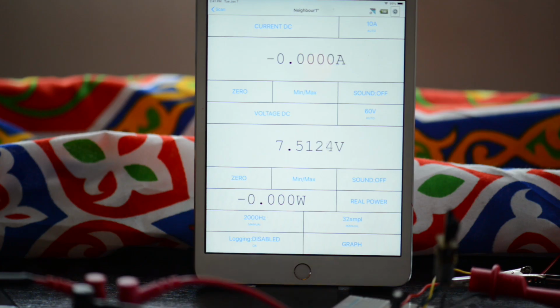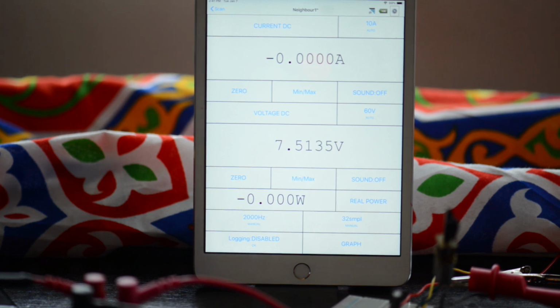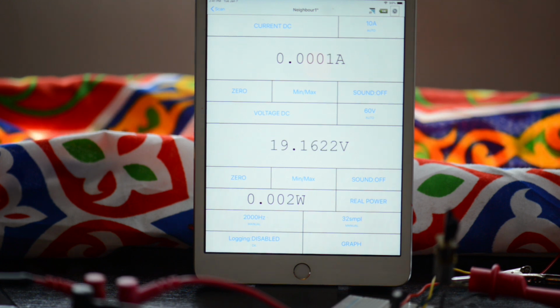Okay, so I have everything set up. Let's go and turn the light on. Without the light on, the voltage is about 7.5 volts. When we turn it on, the open circuit voltage is about 19 volts. The motor is not connected, so this is the open circuit voltage of the module.